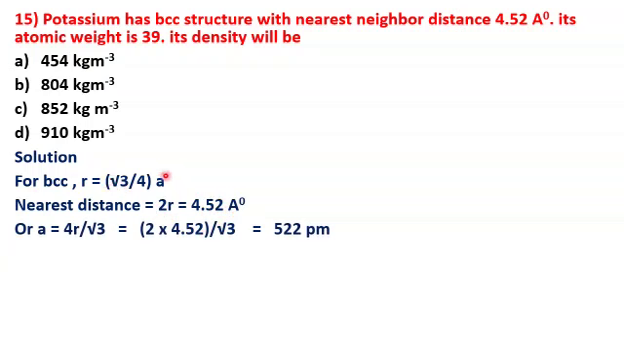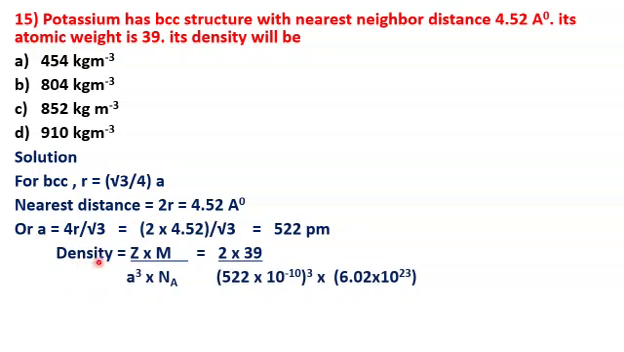So first equation you can rearrange for a. So a becomes equal to 4 into r divided by root 3. So here 2r is given. So 4r can be calculated by multiplying 2 into 2r. So 2 into 4.52 divided by root 3. So answer is 522 picometer. So that is a, value of edge length.